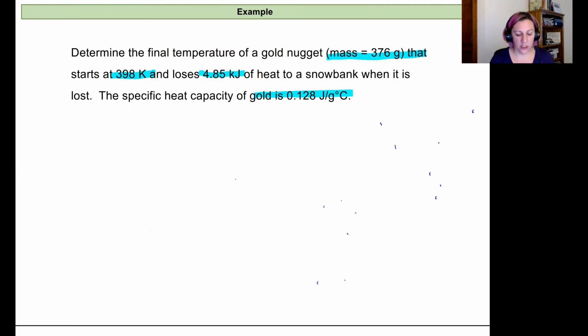So the equation we're going to use here is that heat is equal to the mass times the specific heat times the change in temperature. And change in temperature is always going to be the final temperature minus the initial temperature.